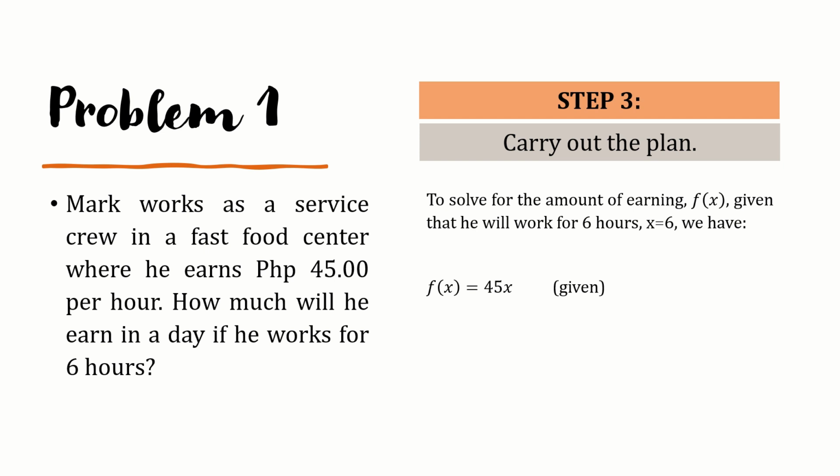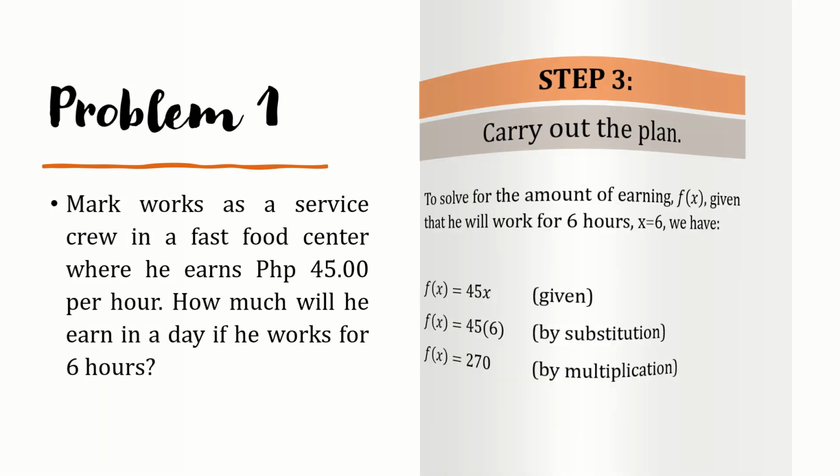The given, which is f of x equals 45x, and by substitution, we have f of x equals 45 times 6. And multiplying 45 and 6, the value of f of x is equal to 270.